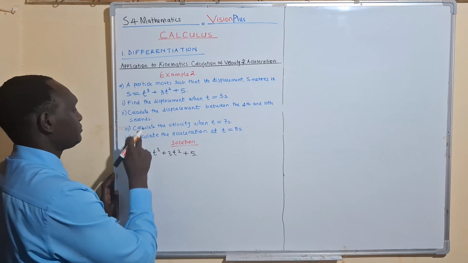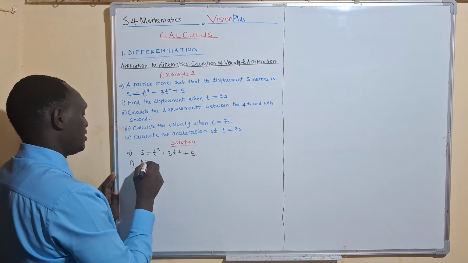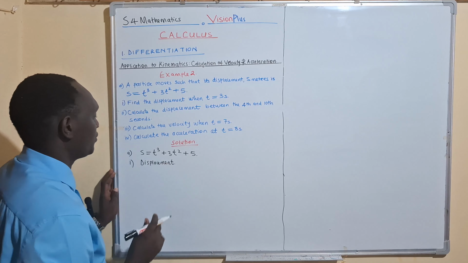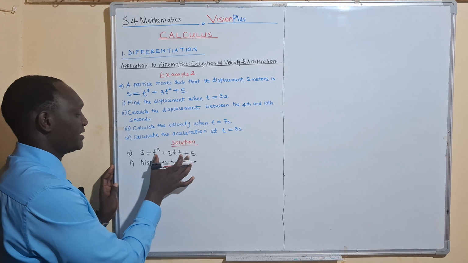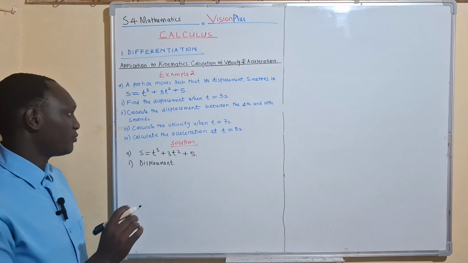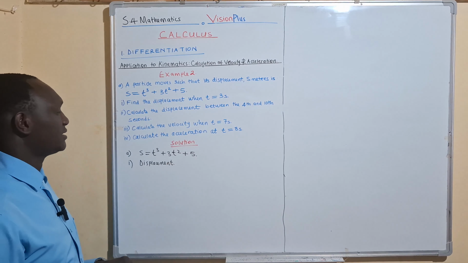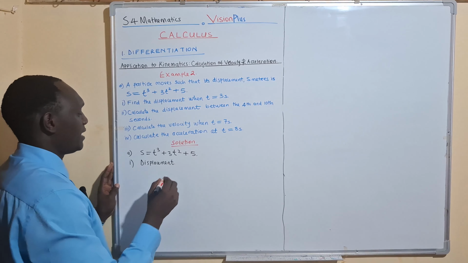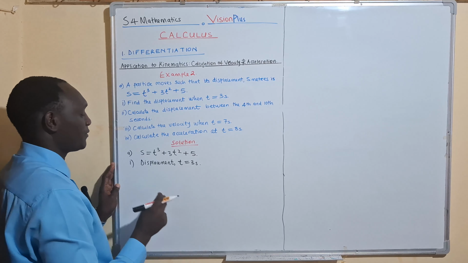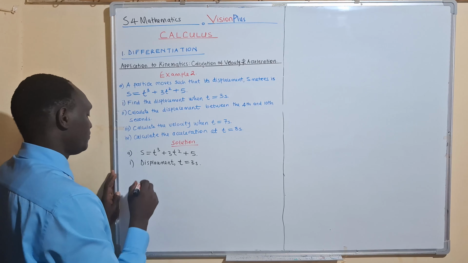Part 1 says, calculate the displacement when the time is 3 seconds. So, Roman 1 says, displacement. We have the expression for displacement at any time t. At any time t, the particle will be this displacement away from the origin. Now, what can we do here? The displacement when t is 3 seconds simply means we just need to substitute the time 3 seconds in the expression for displacement.